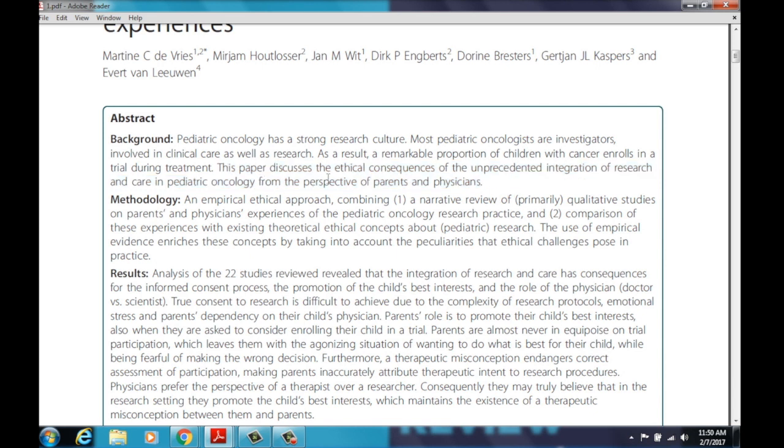So in this paper, they want to discuss the ethical consequences of the unprecedented integration of research and care in pediatric oncology from the perspective of parents and physicians. So what they did is a narrative review of primary qualitative studies. They were looking at qualitative studies. They wanted to do a comparison between the research, use the evidence, analyze the concepts and gather an opinion on that. So this is again a literature review.